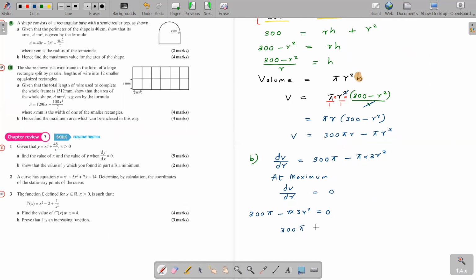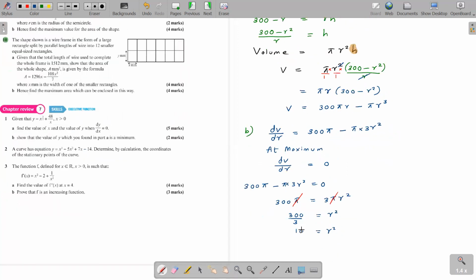300 pi equals 3 pi r square. So pi to pi will cancel. R square equals 300 divided by 3, which is 100. So r equals square root of 100, and we get r is 10. Obviously we should use only the positive value here. We are talking about a radius, so you don't get plus minus. We don't need to consider the negative r value.